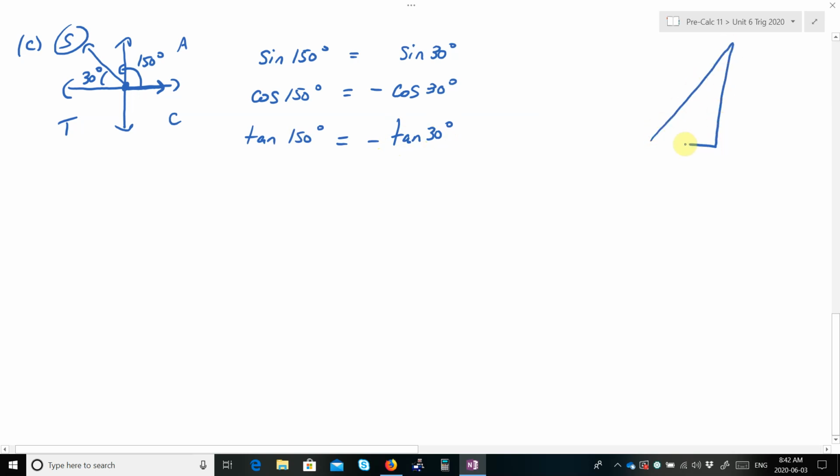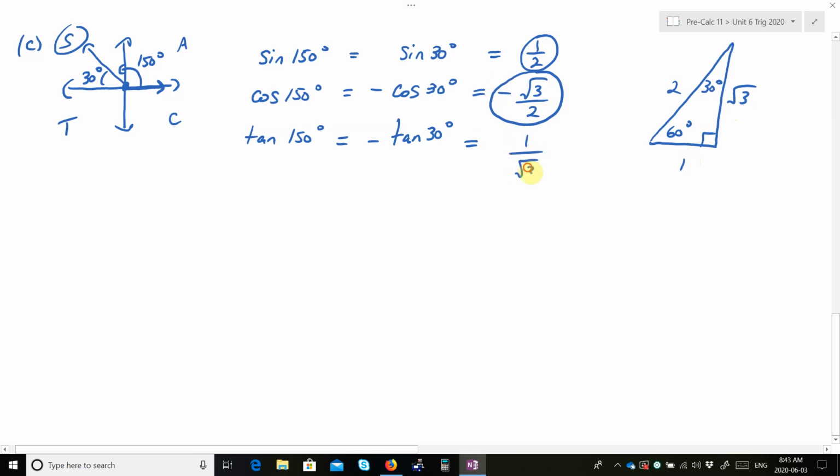And so then we need the 30, 60, 90 triangle, which goes 1, 2, root 3. Sine of 30 degrees is opposite over hypotenuse, 1 over 2. Cos of 30 is adjacent over hypotenuse, root 3 over 2 with that appropriate sign in front, negative. And tan of 30 degrees is opposite over adjacent, 1 over root 3, and it's negative of that.